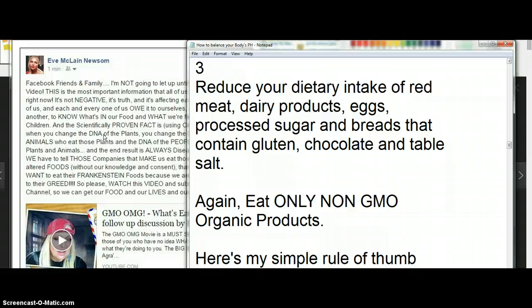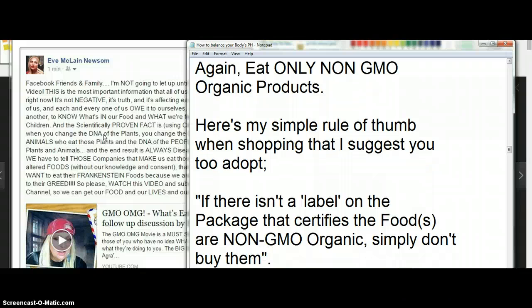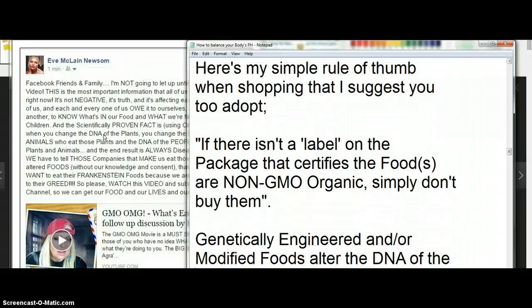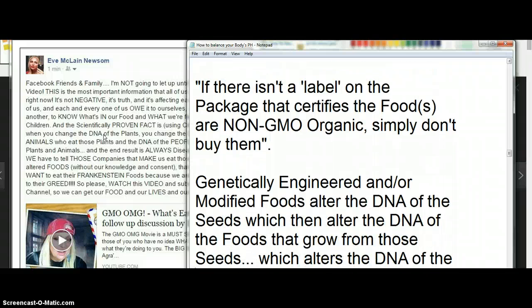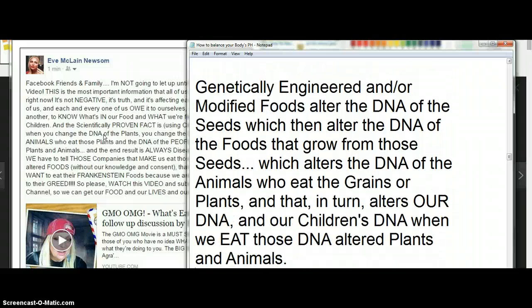Reduce your dietary intake of red meat, dairy products, eggs, processed sugar, and breads that contain gluten, chocolate, and table salt. Again, eat only non-GMO organic products. Here's my simple rule of thumb when shopping that I suggest you too adopt. If there isn't a label on the package that certifies the foods are non-GMO organic, simply don't buy them.